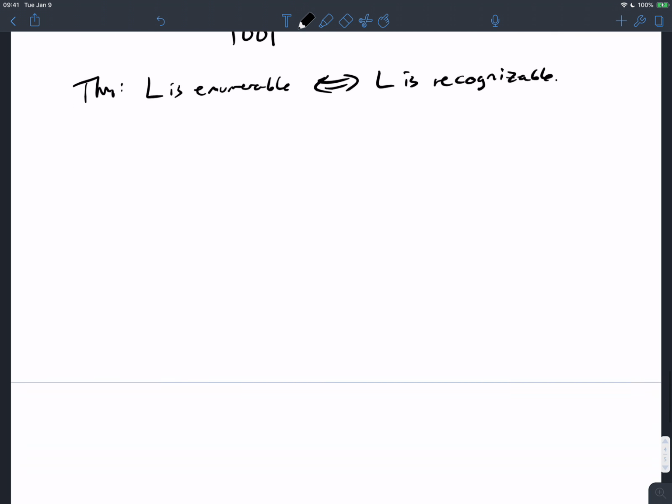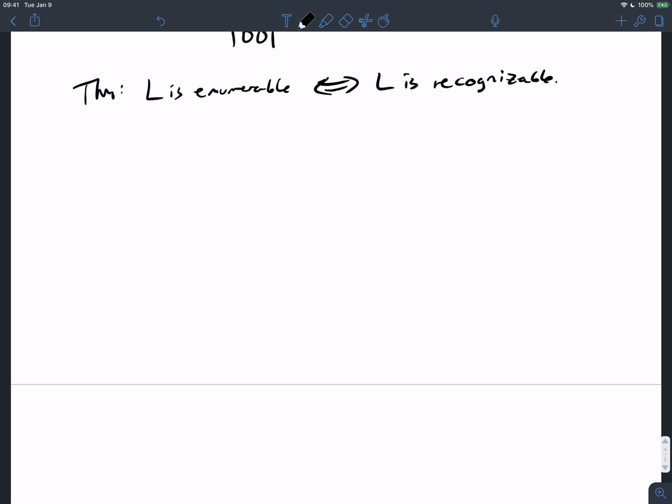So let's see. Of course, now we have to prove it in both directions, right? So we need to show both directions. The forward direction is easier. So if I'm given an enumerator, can I make a recognizer for the same language? So I have a machine that prints out strings such that any string you like will eventually be printed. Can I make a recognizer for it? So I'm going to stop the video here and then we'll get back into this.